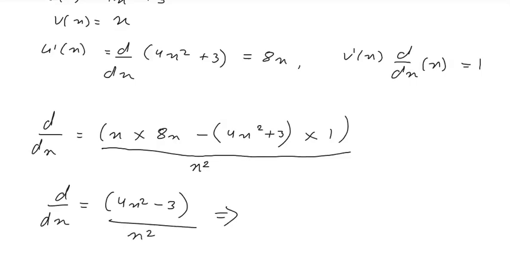So the final answer will be (4x² − 3) upon x square. This is our final answer.